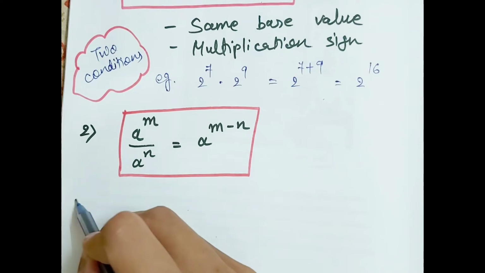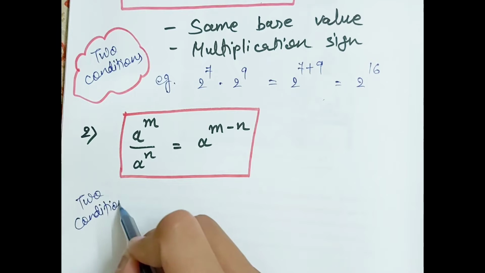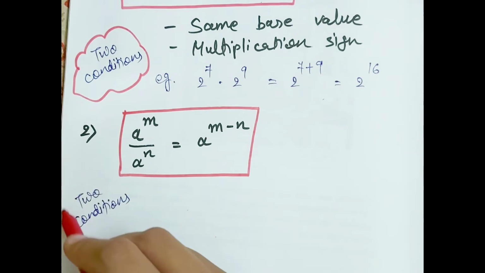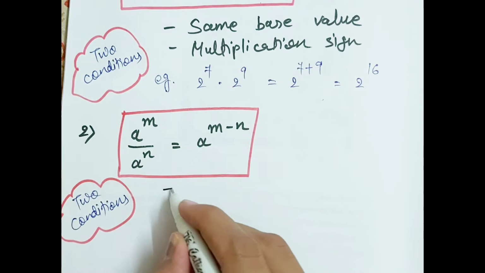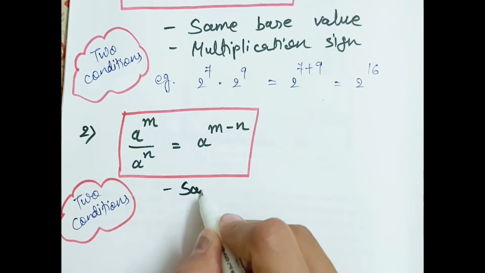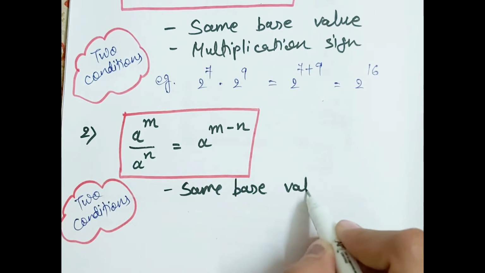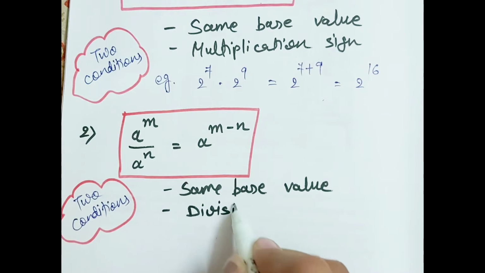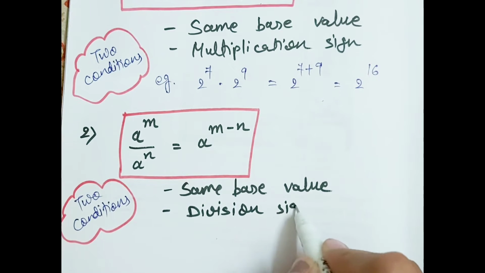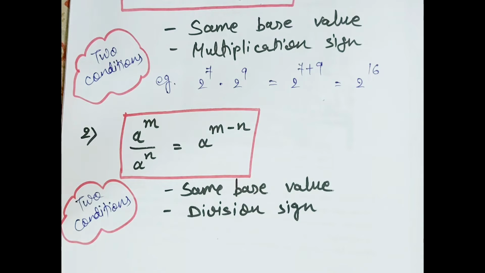Now here also there are two conditions that I really want to draw your attention to, and it is also the same, that there has to be the same base value and there has to be a division sign. So when there is a multiplication, you add the exponents. When there is a division sign, you subtract the exponents.